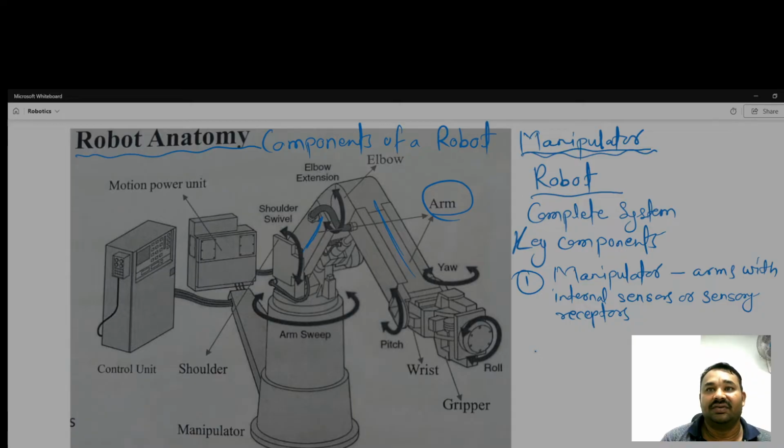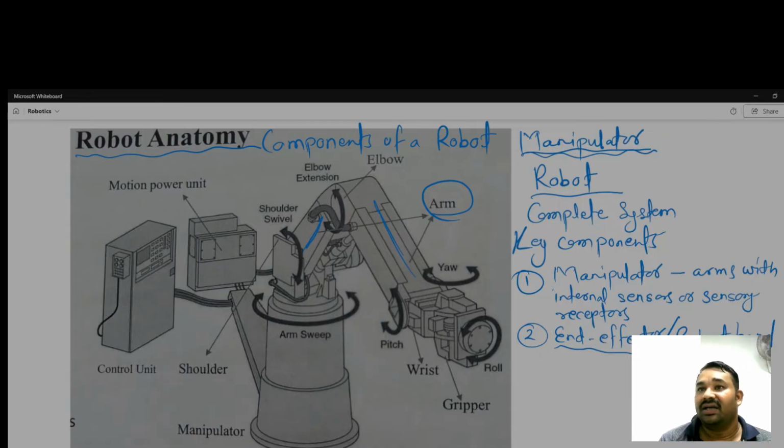Okay, the next one is the end effector. Whenever we talk about a robot, what the robot does, what the robot can do, ultimately the robot's end effector performs the task. And why is the name end effector? Whatever the actions and motions are, they are ultimately reflected at the end. The effector can be seen at the end of the robot, meaning the robot hand.